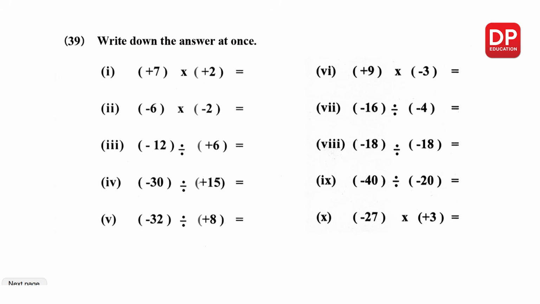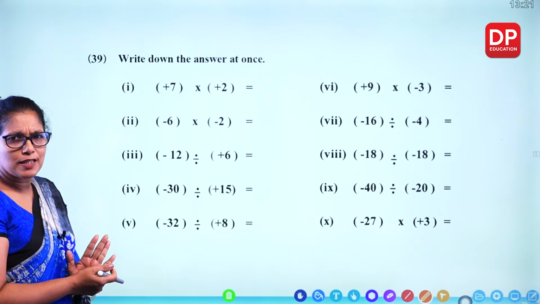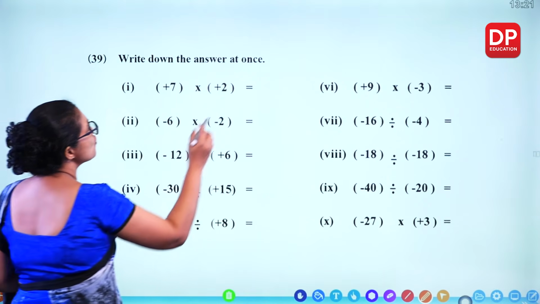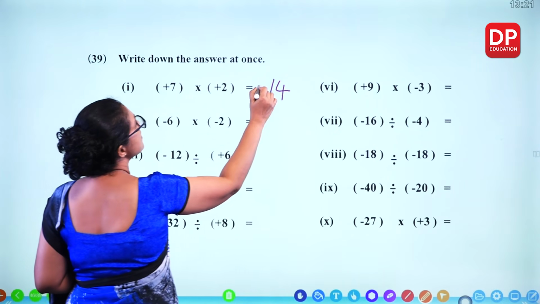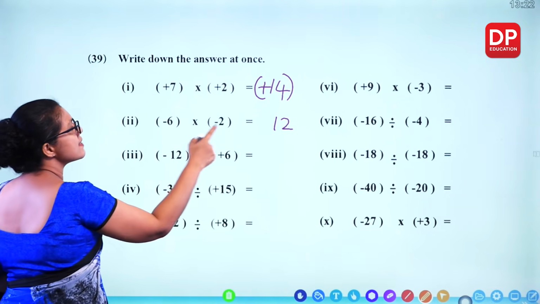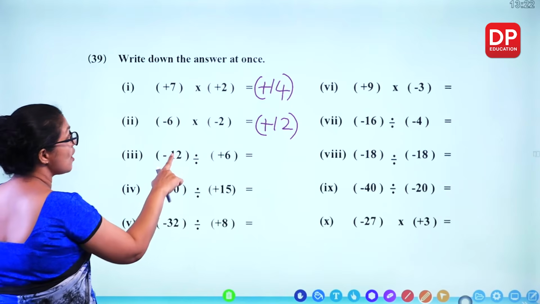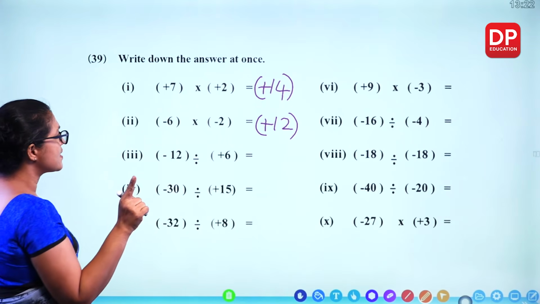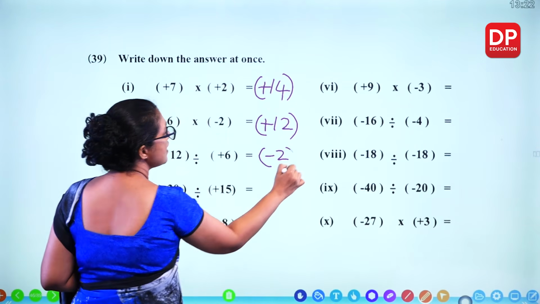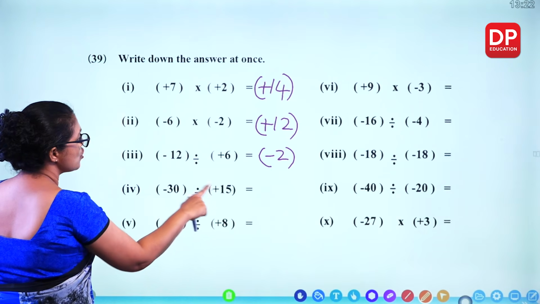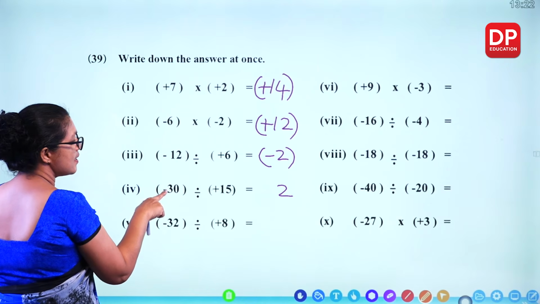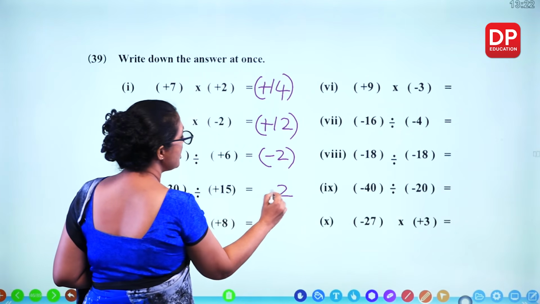Write down the answer at once now. Combination. So first multiply numbers separately and then decide the sign. 7 times 2, 14. Both pluses. Answer is plus. 6 times 2, 12. Both minus. Answer is plus. Now the division. 12 divided by 6. Answer is 2. This is minus and plus. The sign is negative. Division again. 30 divided by 15. You know that's 2. Sign is negative because one is negative and one is positive.